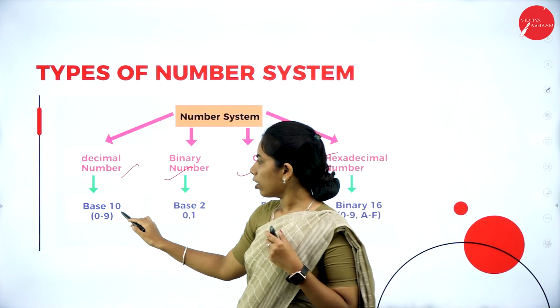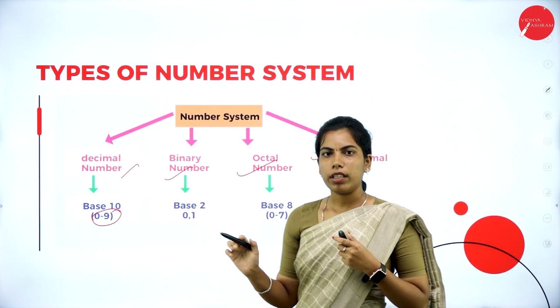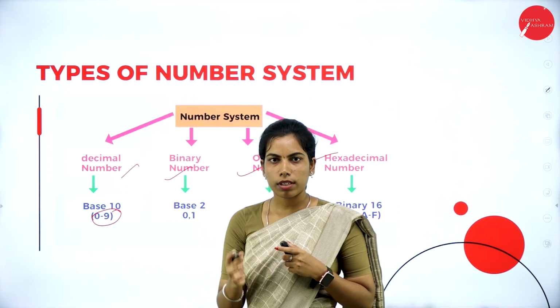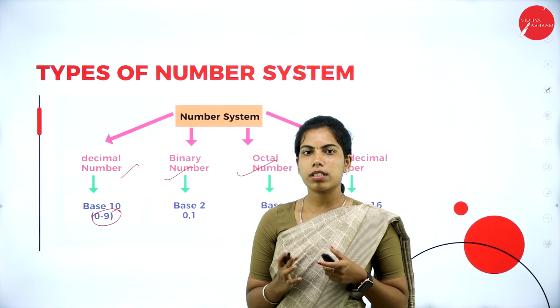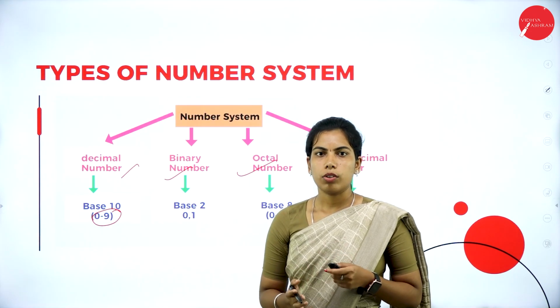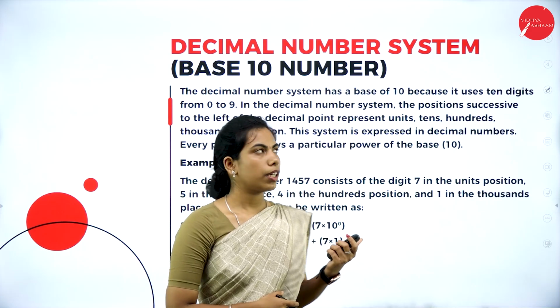Decimal uses only base value 10, with digits 0 to 9. Binary uses base 2, with 0 and 1. Octal has base value 8 and uses 0 to 7. The last one is hexadecimal. It uses the base value 16, with digits 0 to 9 and A to F.